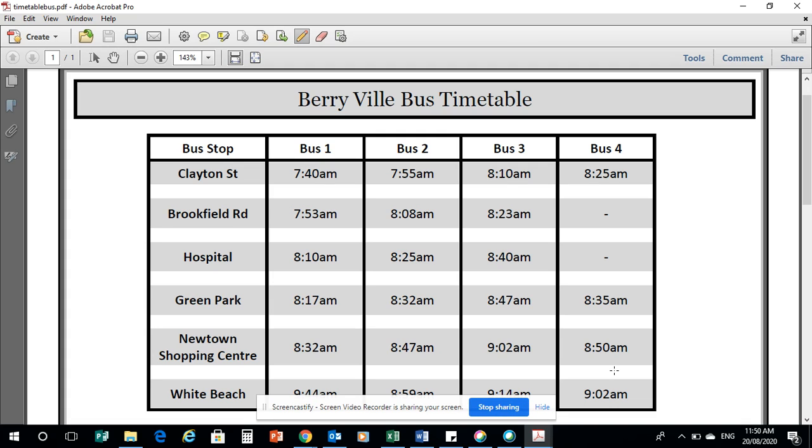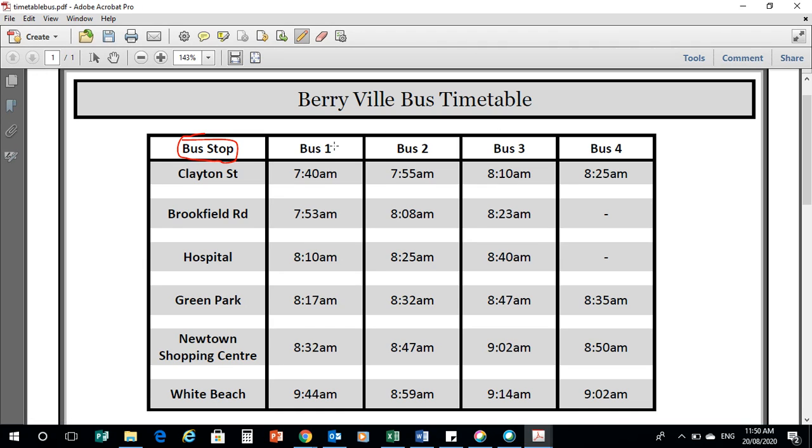Okay, so this is a little bit more information on the way that we're going to use our timetables. For example, this is a very basic timetable of some questions that you may get during the week. Now, I'm going to draw a few things on there so you can actually see. Over this side, where I've just drawn around a circle, that's telling you exactly where the bus stops. So there's a stop at Clayton Street, there's a stop at Brookfield Road, Hospital, Green Park, and so on. Now up here it tells you how many buses there are.